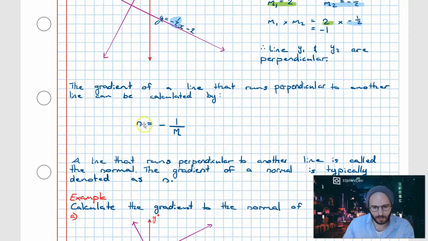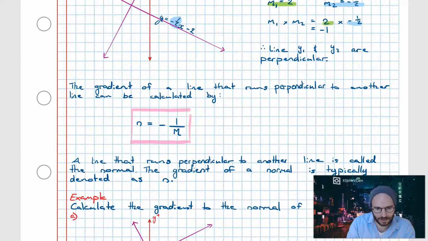Now, the naming convention of the variables here: the variable n represents what we call the normal. The normal being the gradient of a line that runs perpendicular to another line. And furthermore, the value of m is simply the gradient of the line that we're trying to deduce a perpendicular line to. So this is the formula we use when we're trying to calculate the normal, or the perpendicular line, to a line that we already have.